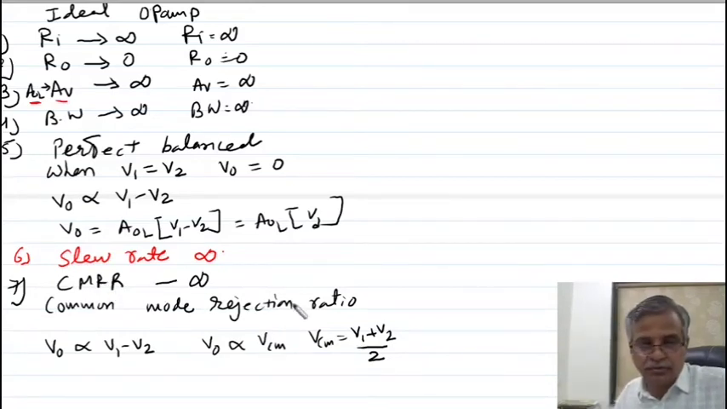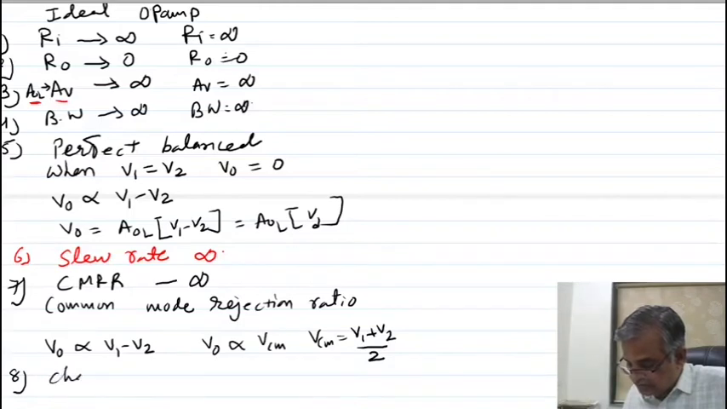With the help of a numerical, I will show you, and one theory I will show you. If CMRR is very large, then your output due to the common mode signal tends to 0. You want output only due to the difference of the signals. So for that, the value of CMRR should be very large, and generally it is represented in decibels.